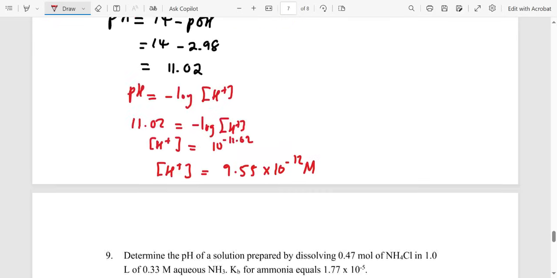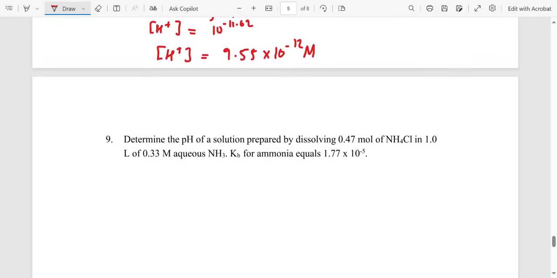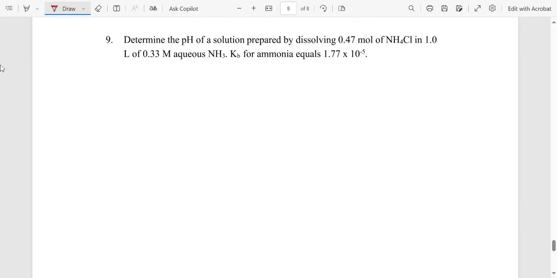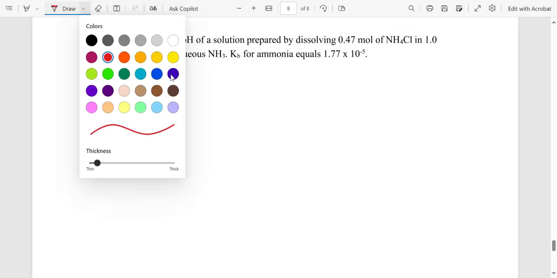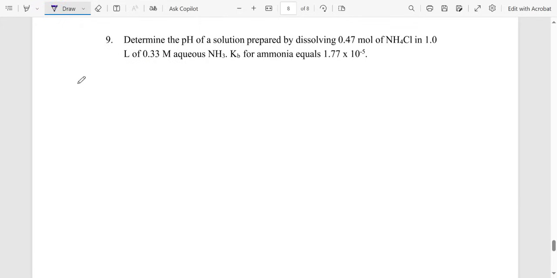Okay, we have got one more question for calculating and then we are done, because the other one is just giving a definition. Determine the pH of a solution prepared by dissolving 0.47 mole ammonium chloride in 1 liter of 0.33 molar aqueous ammonia. A Kb of ammonia has been given there. So first thing first, we've been given the Kb. We can start with ammonia, which is the base, since we've been given the Kb for ammonia.